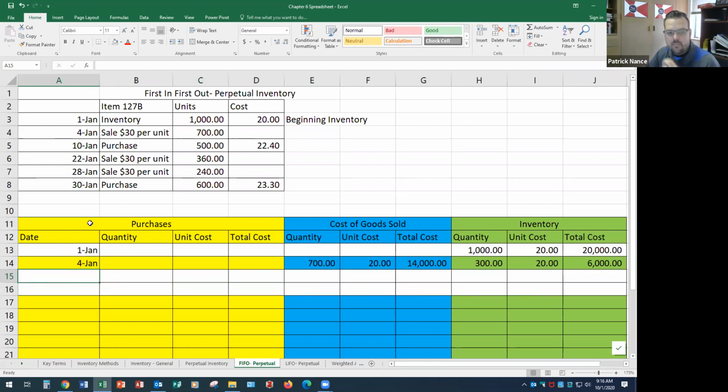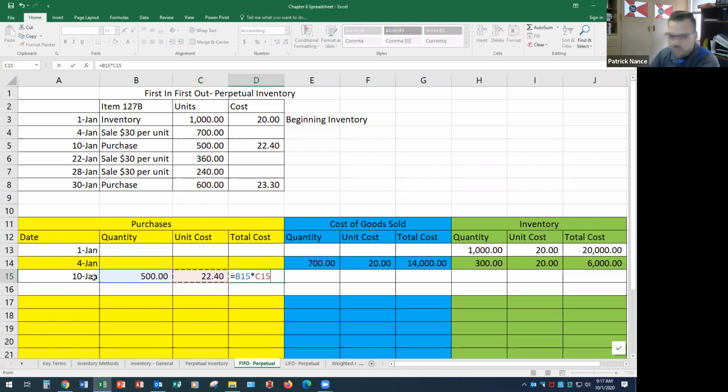January 10th, it says I purchased 500 units at a cost of $22.40. So January 10th, purchases. This is the first purchase I've had. So I buy 500 units at a cost of $22.40 each. So my total cost, I just multiply the two. Okay, now here's where it gets interesting.